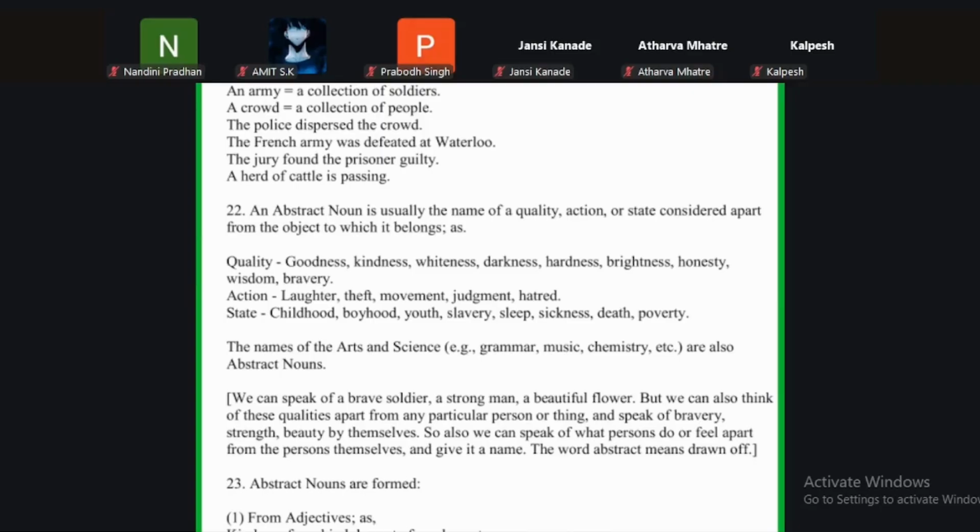So what I'm trying to say basically, giving you one example of just childhood, is that an abstract noun is very difficult to put down in terms of quantifying it or qualifying it. It's very difficult. And that is why the term is also abstract.